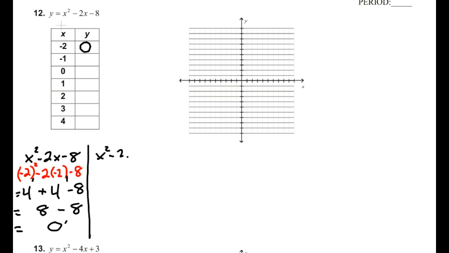You work left to right? Right to left, really. So if I added... There you go.